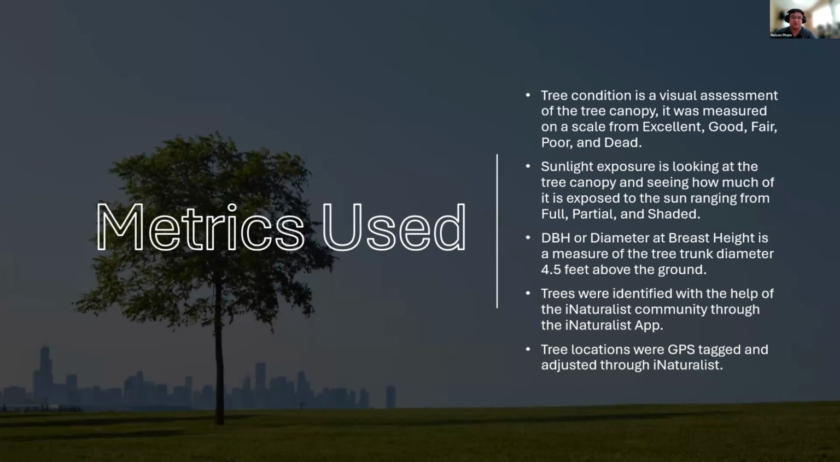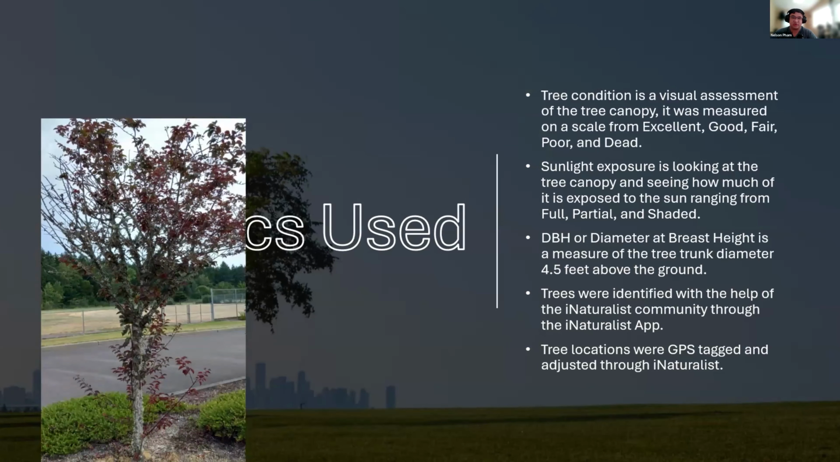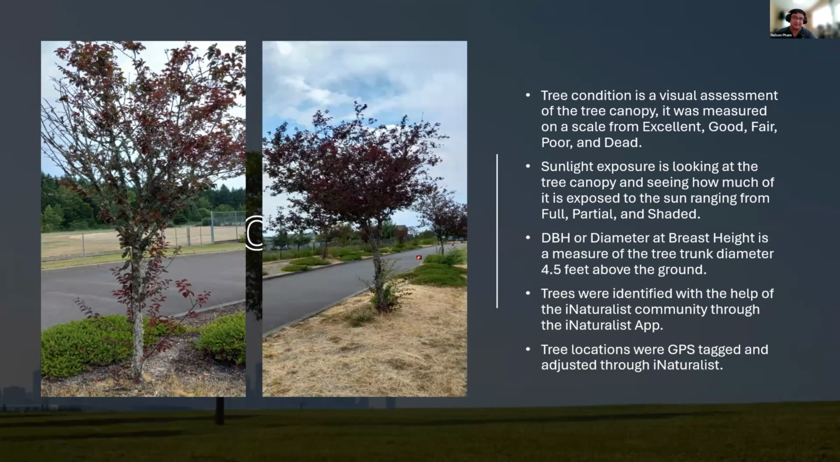So the metrics I used: tree condition is a visual assessment of the tree canopy. It was measured on the scale from excellent, good, fair, poor, and dead. On the left-hand side, you have a tree that I'd give a visual assessment based on the canopy from fair to poor. And on the right-hand side, you have a tree I'd give an assessment of excellent or good.